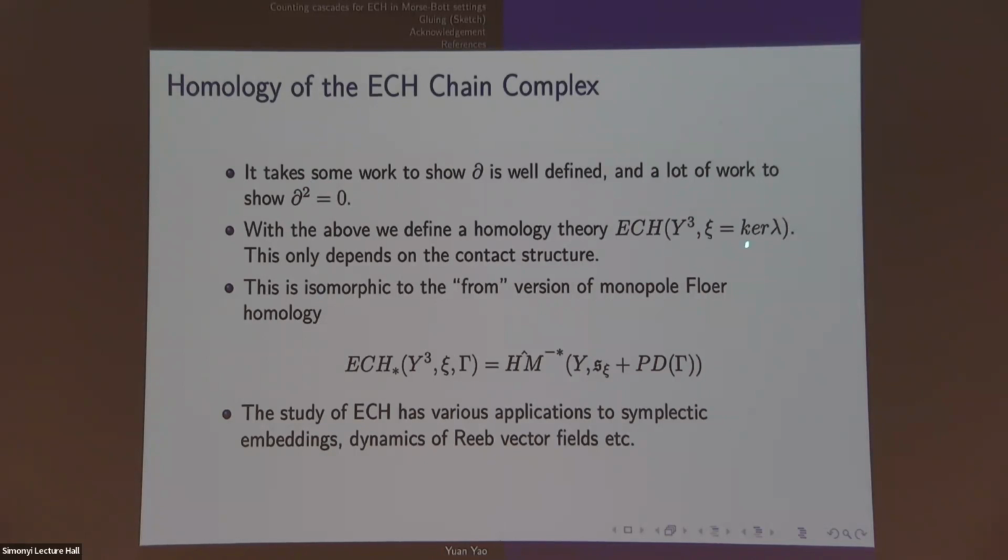And then you have a homology theory, and you can show this using even more difficult things, gauge theory. This only depends on the contact structure. And this is, in fact, isomorphic to a version of monopole Floer homology. The specific isomorphism is written here. And the point is that once you've established this theory, you can use it and import results from gauge theory to study symplectic geometry. And this isomorphism, or just the general setup of ECH, has a lot of applications to symplectic embeddings, dynamics of Reeb vector fields, et cetera, et cetera.